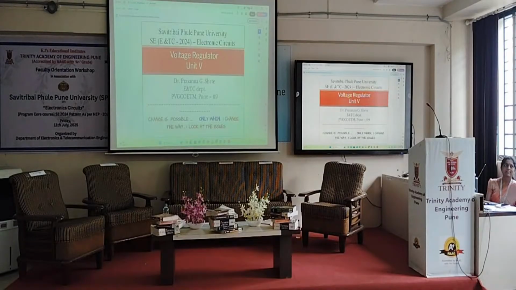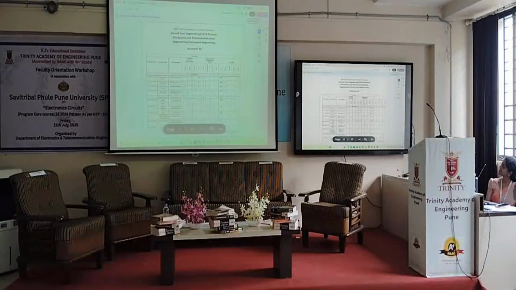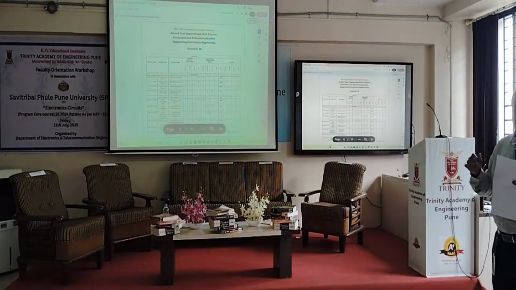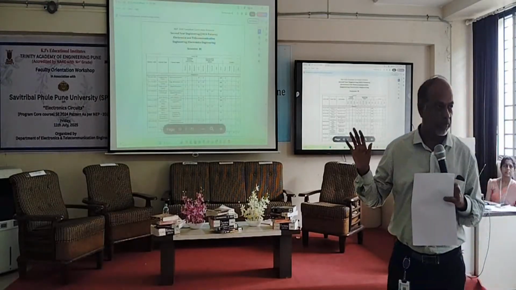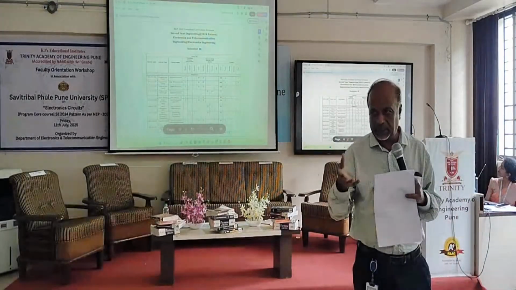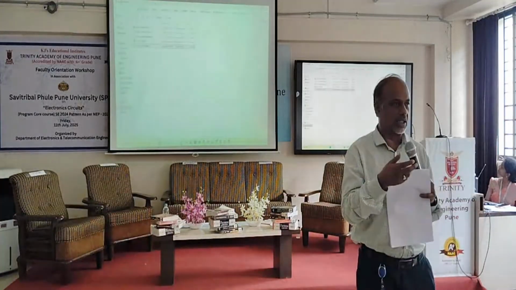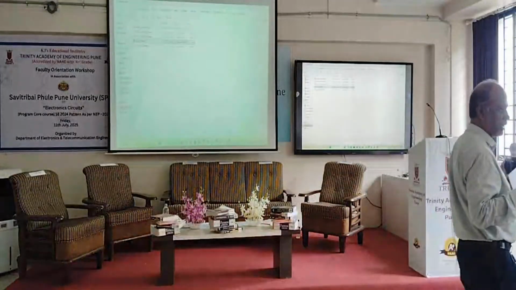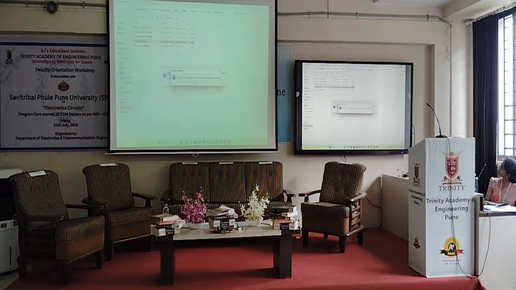Again, I feel that this particular unit is very, very important because everywhere we need a regulator possible. त्यामुळे whether it is electronic circuit or digital circuit or embedded or VLSI or whatever, we have students don't have very clear concept of regulated power supply.